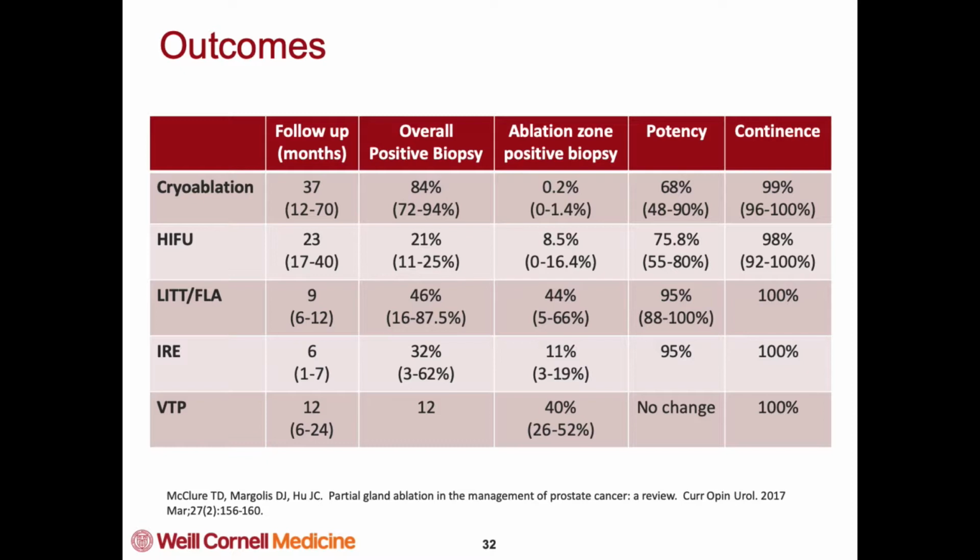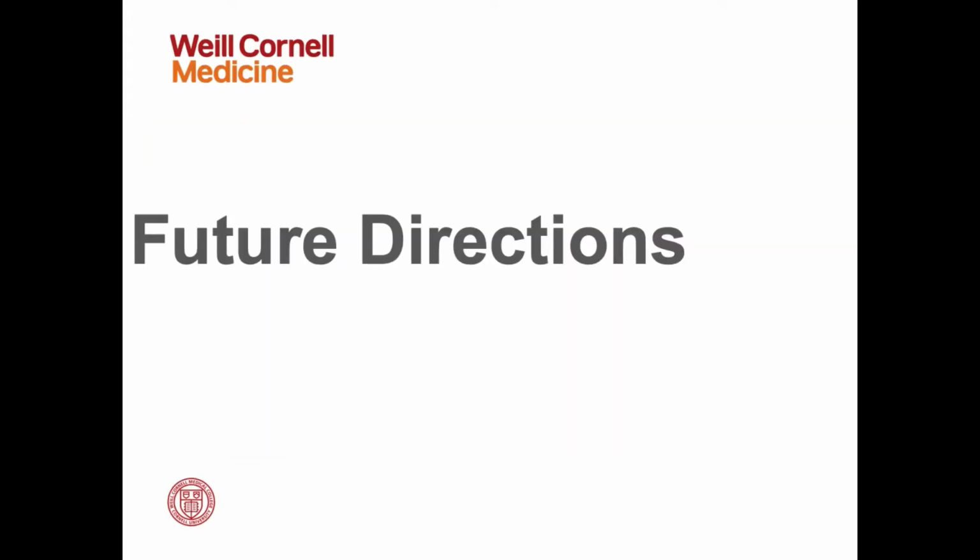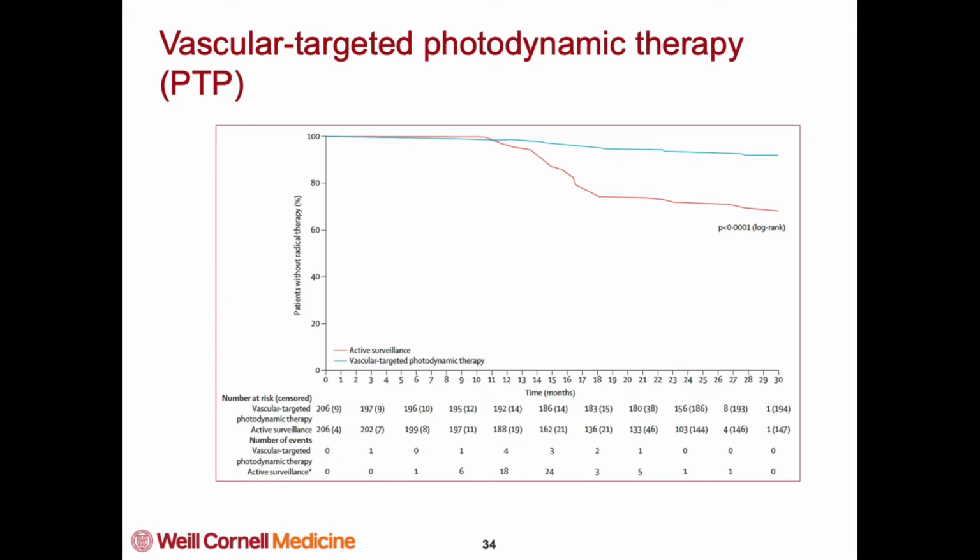With regards to ablation zone positive biopsy rates, it appears that cryo may be a little bit better. That might just be because there's more studies from that. Some of these earlier studies, such as BTP or IRE, sometimes are just a proof of concept to show that the technique is safe. So that's maybe why there's some differences in the positive ablation zones there. And then potency seems to be better with IRE compared to the others, and continence is good with all of these.